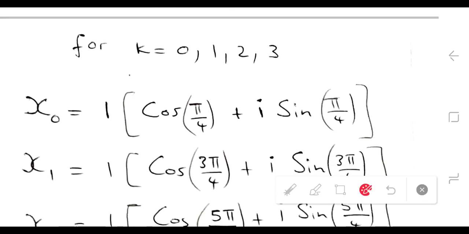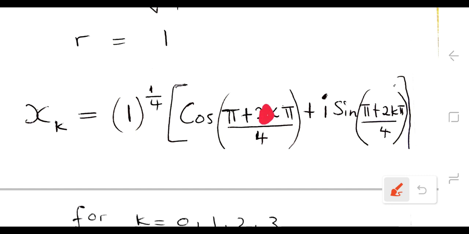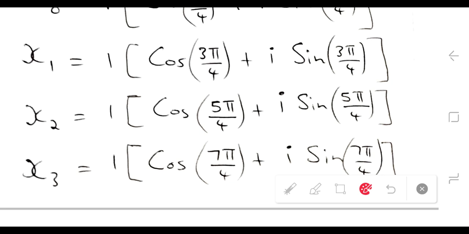If you want the next root in polar form, you replace k with 1. What are you going to get? It's going to be 2 pi plus pi, which is 3 pi, over 4. Then you do the same by adding 2 pi to the pi which is already there. For k equals 2, it becomes 2 times 2, which is 4, plus pi, 5 pi over 4. K is now 3: 3 times 2 plus pi, which is 7 pi over 4.